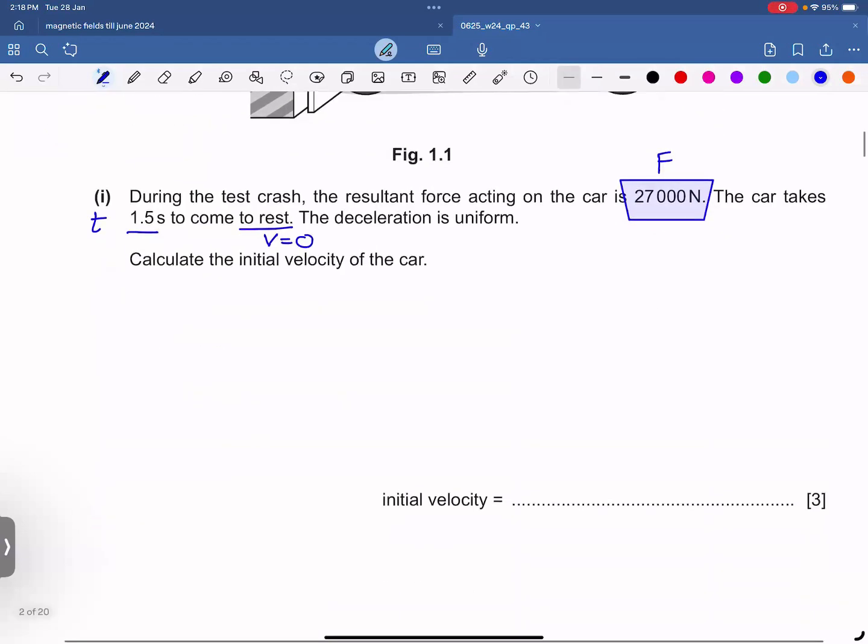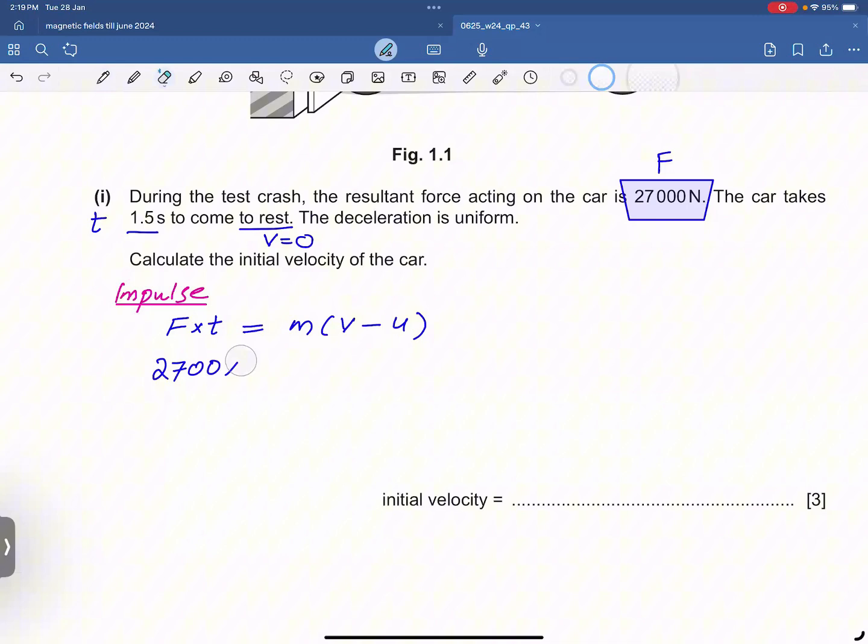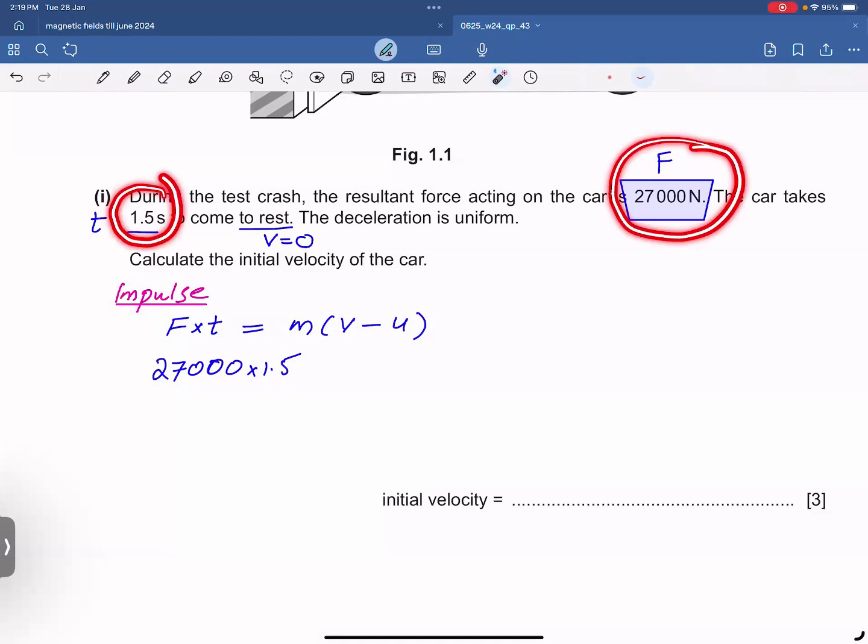So you will use the impulse equations or the definition of force. Impulse, we know that it is represented by two equations, which is force multiplied by time and mass into change in velocity. You will substitute the values. The force is 27,000 Newton. Time taken is, as I told you, 1.5. So here you took the force, 27,000. From here you took the time, which is 1.5 seconds.